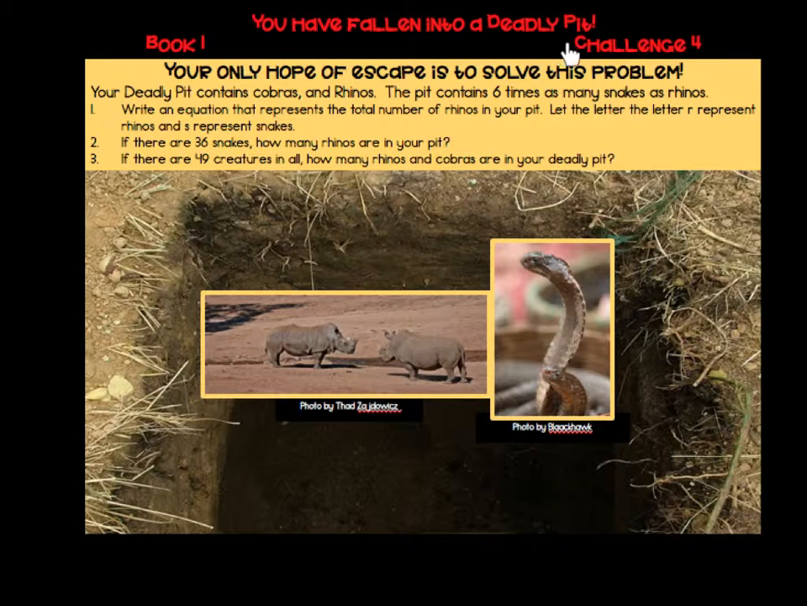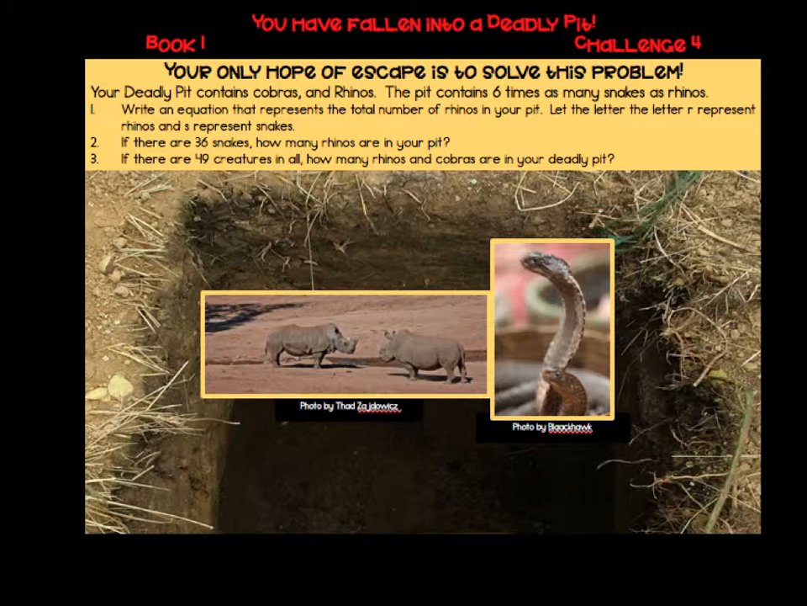You have fallen into a deadly pit, my friend, and that is no bueno. Your only hope of escape? Solve this problem. Your deadly pit contains cobras and rhinos. The pit contains 6 times as many snakes as rhinos. Your first step, write an equation that represents the total number of rhinos in your pit. Let the letter R represent rhinos and S represent snakes.